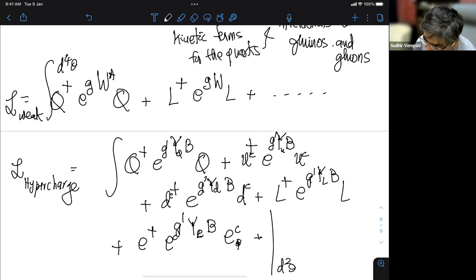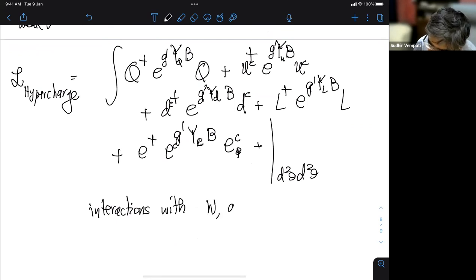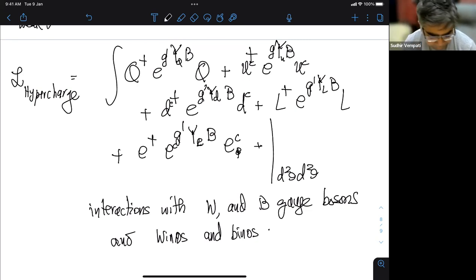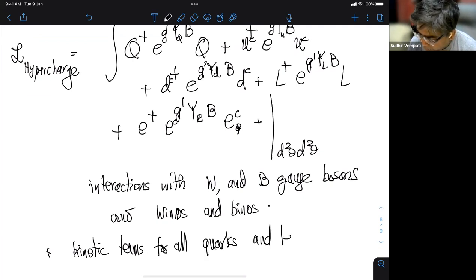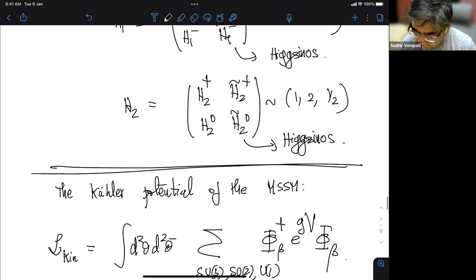So the entire thing, d^2θ. This gives you interactions with the W and B gauge bosons and gauginos, plus kinetic terms for all the quarks and leptons. So this is about the Kähler potential.